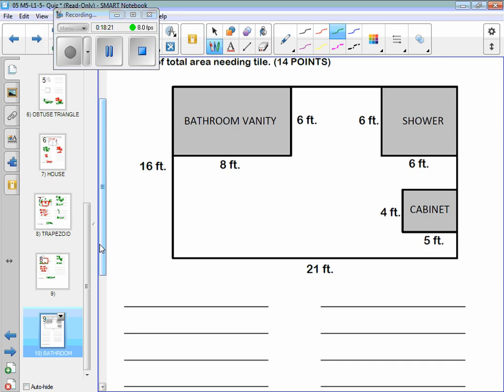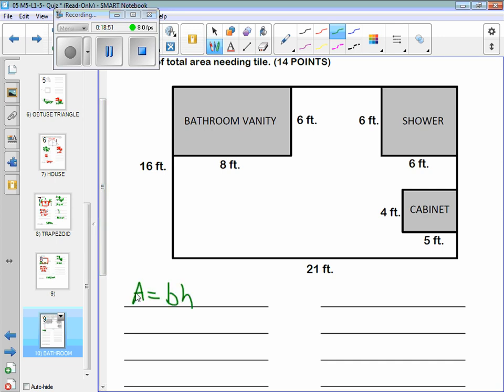The way to do it is what? What's the way to do it? Let's think about what we have to do. We've got to tile the white area. We're not putting tile here in the gray areas, the vanity, the shower, or the cabinet. So what do you got to do? All right, Jay. You find the area of the whole rectangle. Find the whole bathroom.